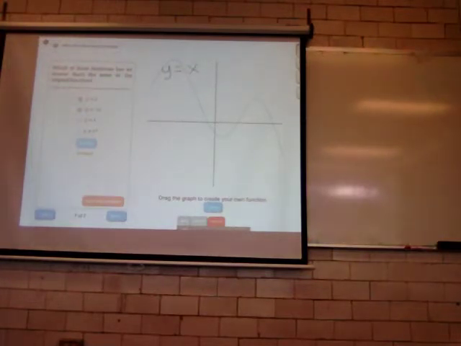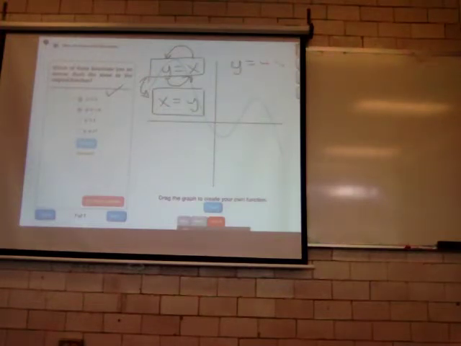So to find the inverse, remember we switch the y and the x, and then we're going to solve for y. So after switching the y and the x, we get x equals y, which is exactly the same thing as y equals x. You can read it either forwards or backwards. These two functions are exactly the same thing. So the inverse of y equals x is still y equals x. It's the same function.